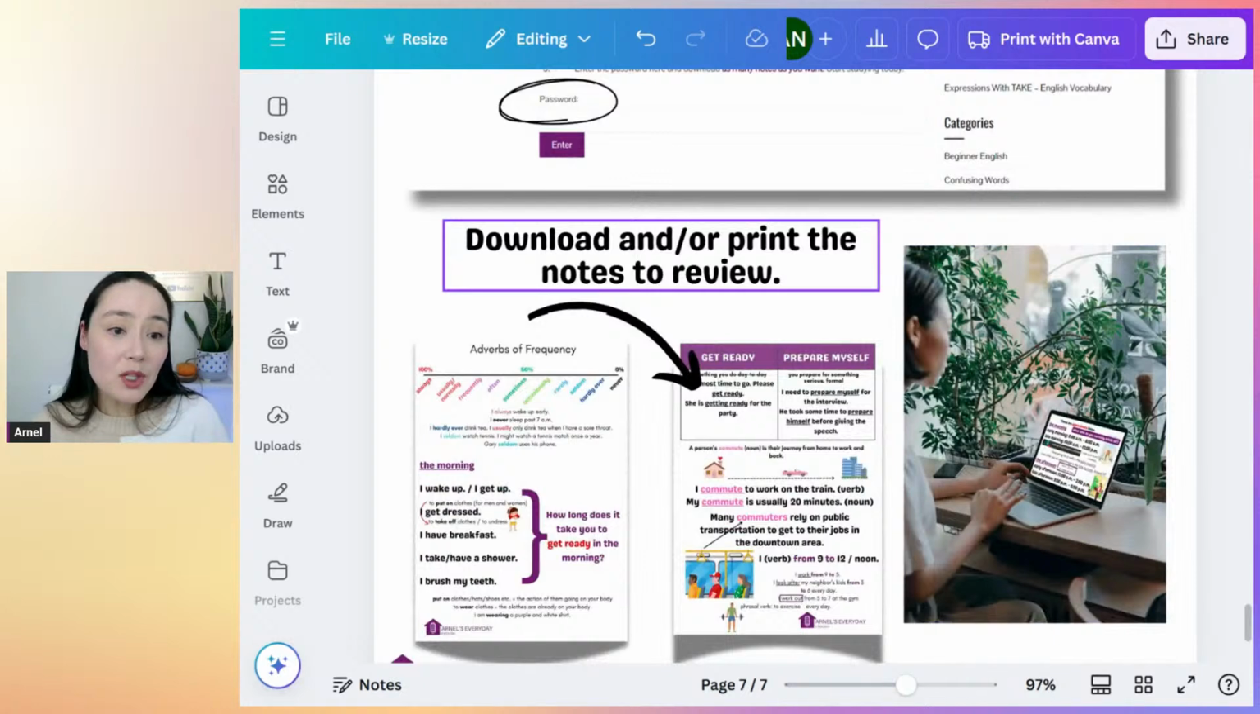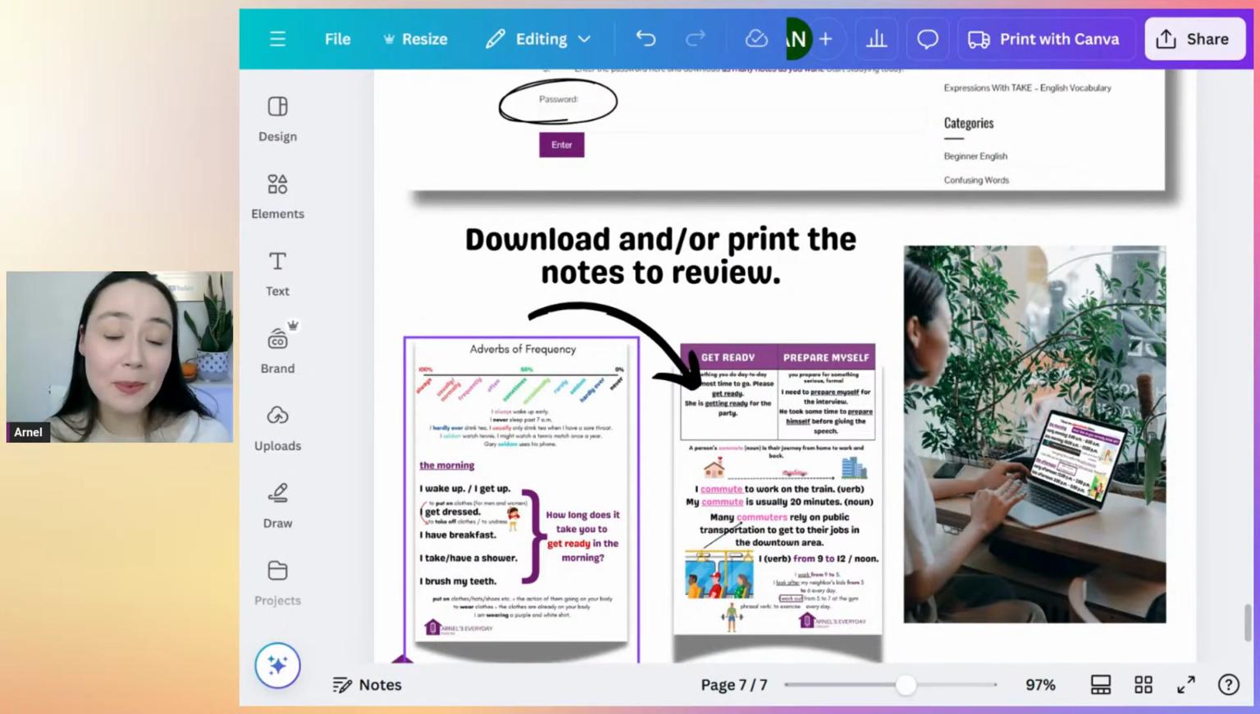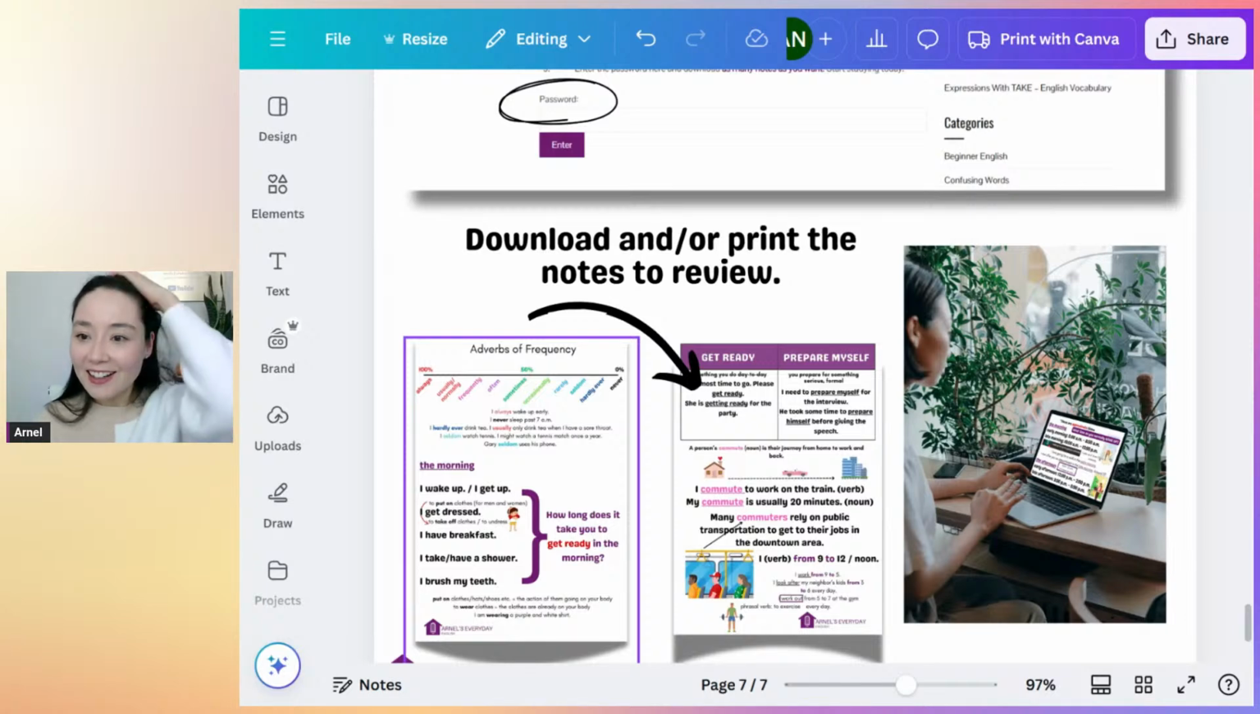You can download or print them to review, write your own example sentences. You know, you can take your time, take these with you when you're on a train, when you're traveling. That way you don't always need to be connected to a screen. Okay, I will end my screen share.